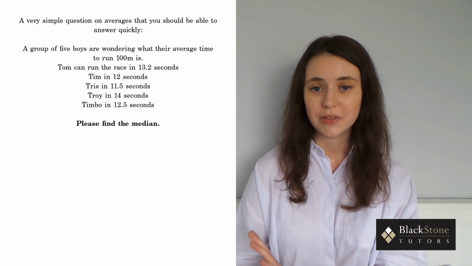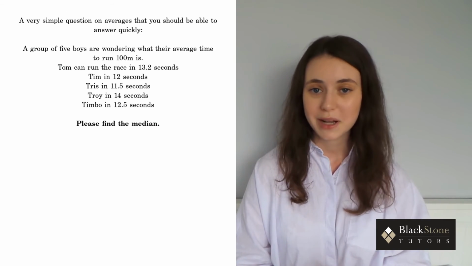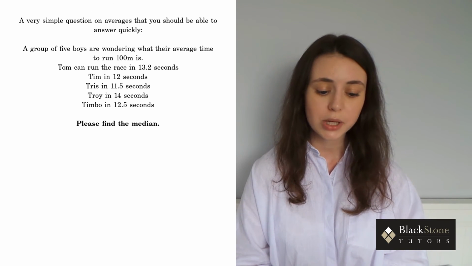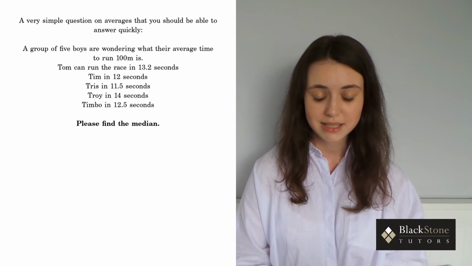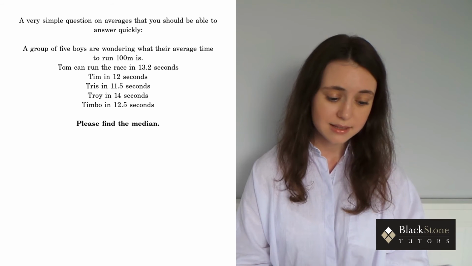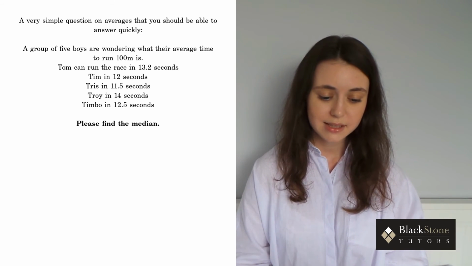Now we're going to go through a simple practice question on averages that you should be able to answer fairly quickly. So I'll pop the question on the screen here, and I've also got the question down here in front of me so that we can work through it together. A group of 5 boys are wondering what their average time to run 100 meters is. Tom can run the race in 13.2 seconds, Tim in 12 seconds, Tris in 11.5 seconds, Troy in 14 seconds, and Timbo in 12.5 seconds.